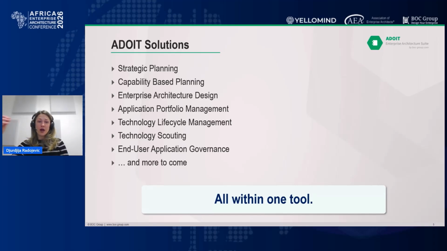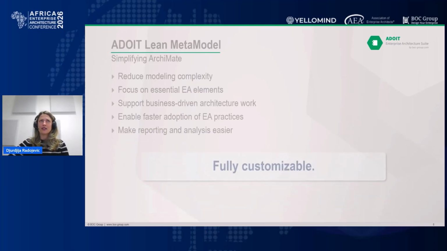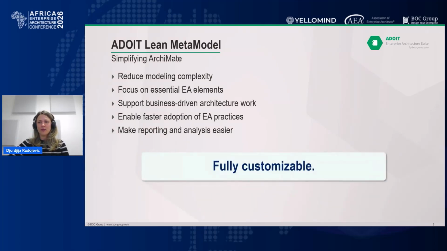But to make this possible, architecture also needs to be easy to work with, right? Because this might sound complex at first, and like only architects could understand this. But what we aim to do is to make this accessible for everybody. And this brings me to my next topic, which is the ADOIT Lean Meta Model. I've already mentioned it. One of the biggest challenges when it comes to EA is its complexity.